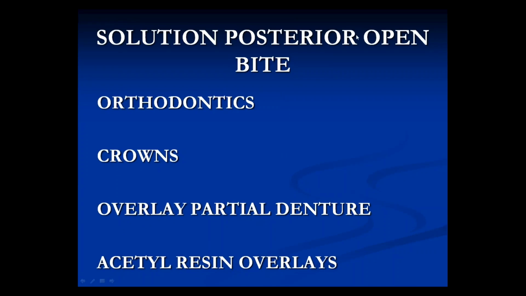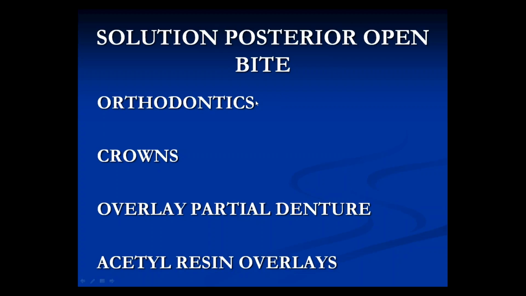Okay? So what's the solution for the posterior open bite? Orthodontics is what most of my patients go for because it's a permanent solution and the least expensive. Crowns is another one. If they got badly broken down teeth and a small space between the teeth, you go crown and bridge. Overlay partial denture and something brand new, the acetyl rosin overlay. I can't remember the name now. But that's something we're doing also. But most of the patients want a permanent solution.